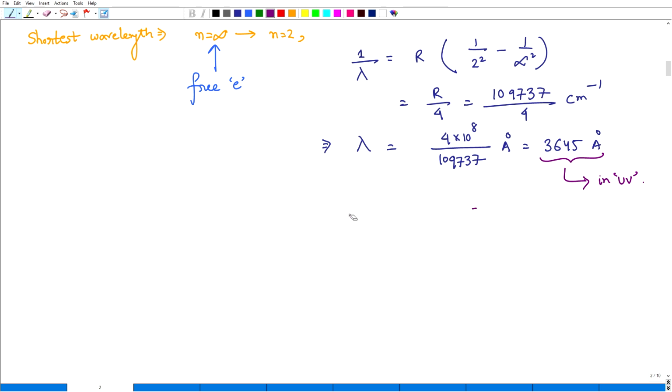So that's the lowest part of the visible range. We know it starts from violet and goes up to red, but here we are considering n equals infinity, that's why it comes out of the visible range. But still, as the electron is coming to the n equals 2 level, the final state, it is also considered a line of the Balmer series. Okay, I think this part is clear. So this is the problem. Okay, next, problem number 2.